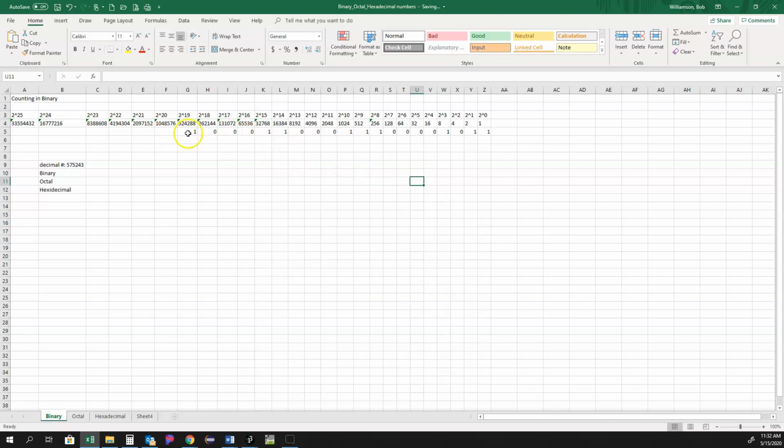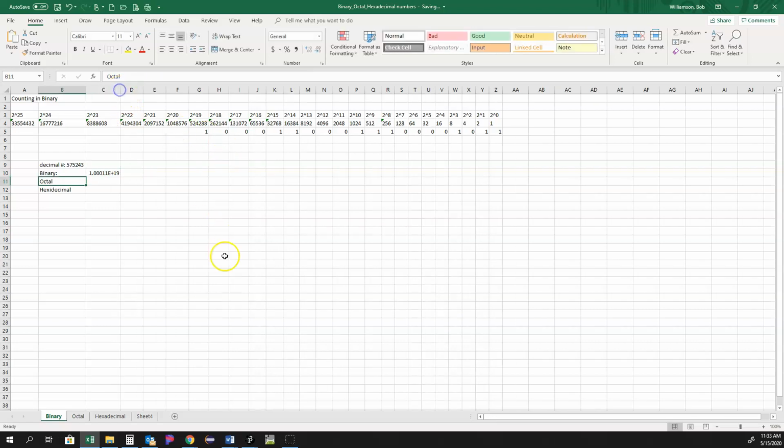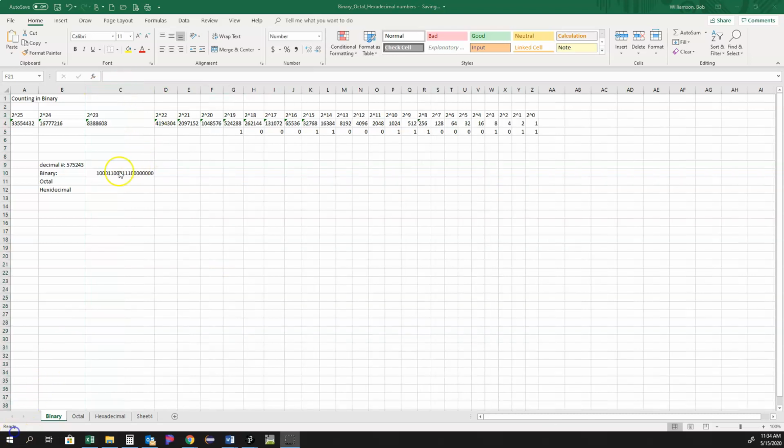Okay, so this here now is my binary number for my decimal value of 575,243. So let's put that one right here. 1 0 0 0 1 1 0 0 0 1 1 1 0 0 0 0 1 0 1 1. Let's make that large. So here's our binary number for our 500,000 number.